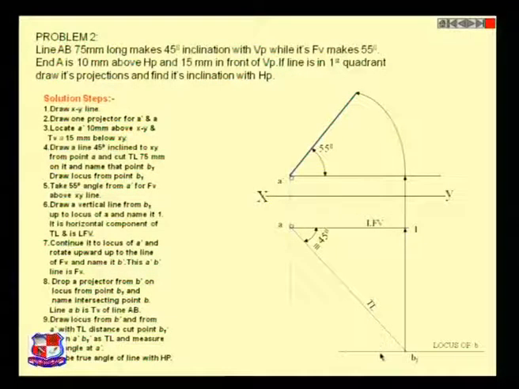Why do we draw the reference line? These are the boundary of projections of line. True length and front view cannot exceed this limit. Because of that only we are drawing these parallel lines. Name it as point number B dash. We have got our front view.